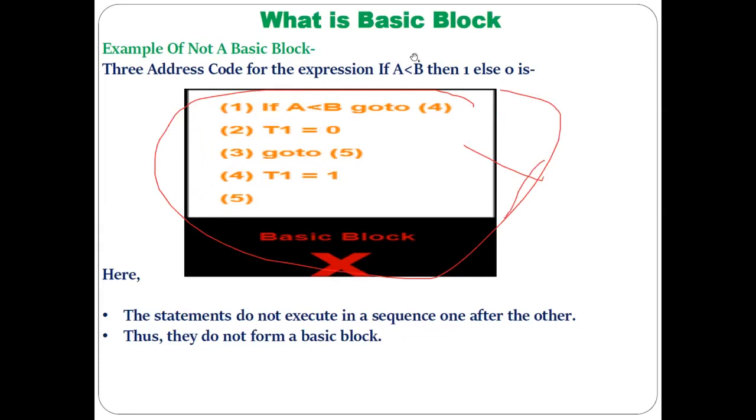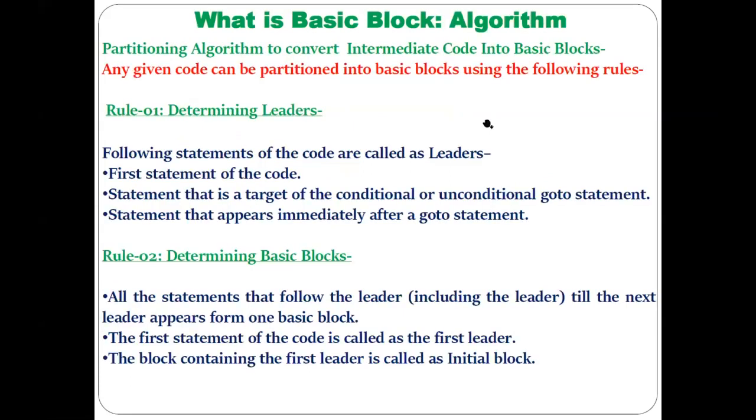Understood? So now let's see the next part. There is a certain algorithm using which we can determine how many basic blocks are there in a particular intermediate code. Understood? That algorithm is called the partitioning algorithm. This is the algorithm using which we can partition the given intermediate code into basic blocks.